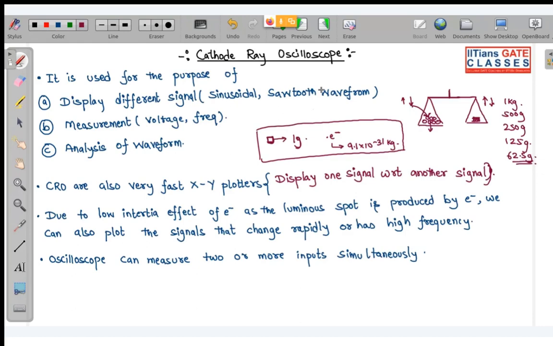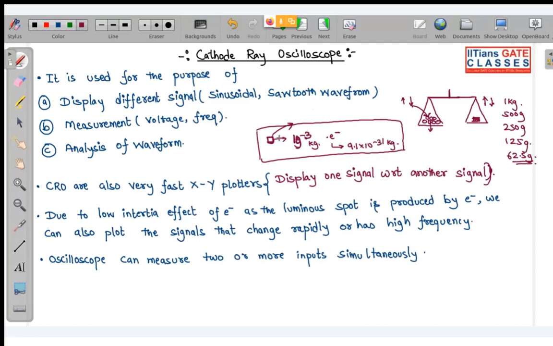Okay, so fine. This thing you can see, this is 1 gram, or 10 to the power minus 3 kg, and this is 10 to the power minus 31 kg. If I accelerate this mass with the speed of light, it will have very high momentum, and due to that it will have very high inertia compared to this electron, because the electron's mass is very less.